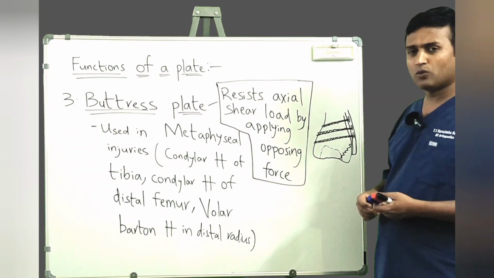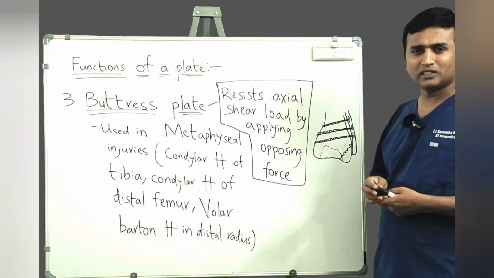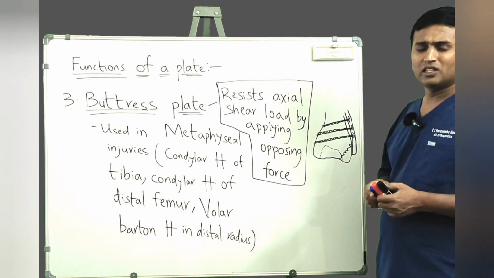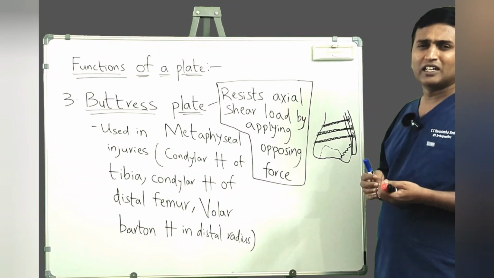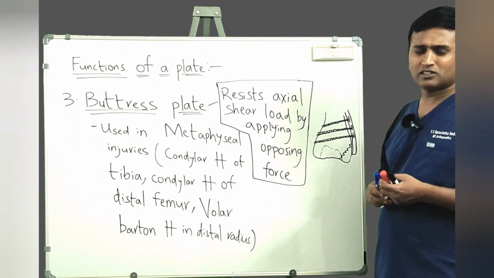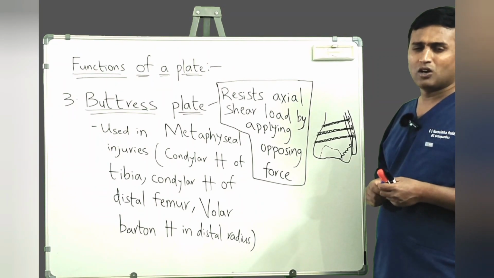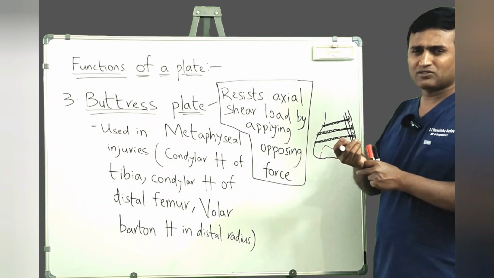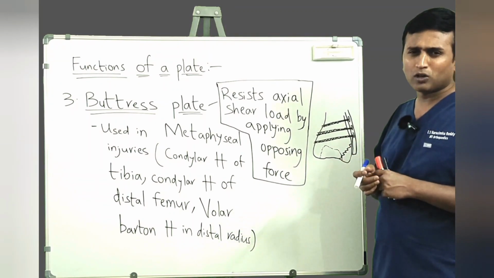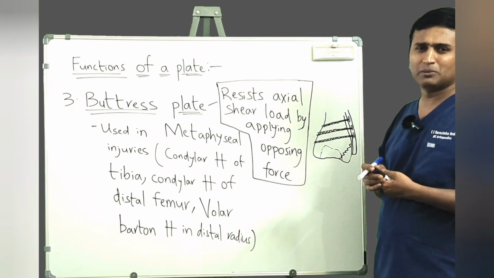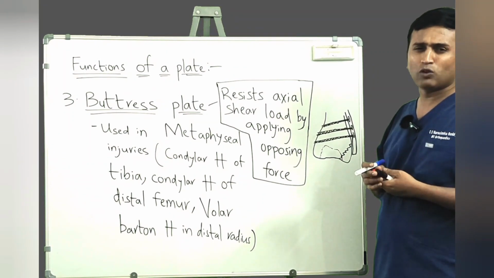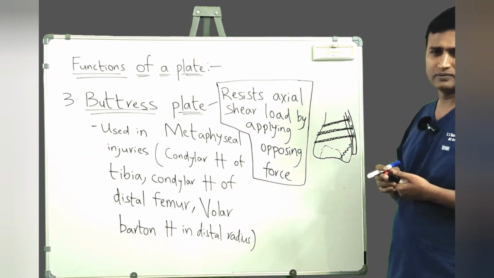So where all can we use this buttress plate? It is especially useful in metaphyseal injuries, that is in tibial plateau fractures or the condylar fractures of the proximal tibia. It can also be used in distal radius fractures, especially volar Barton fractures, and it is also useful in distal femur fractures involving the condylar region. I hope that should be useful.